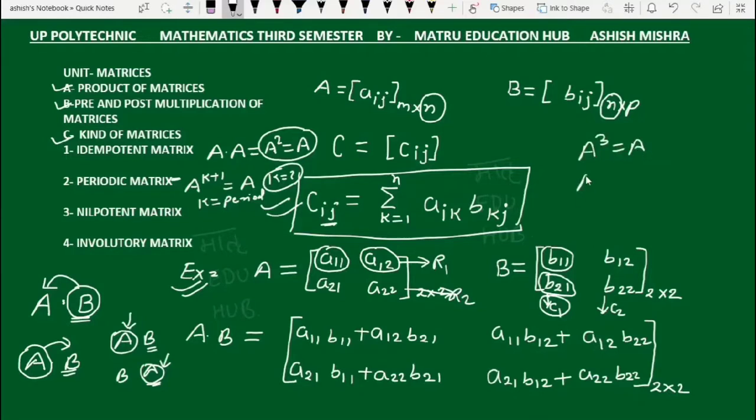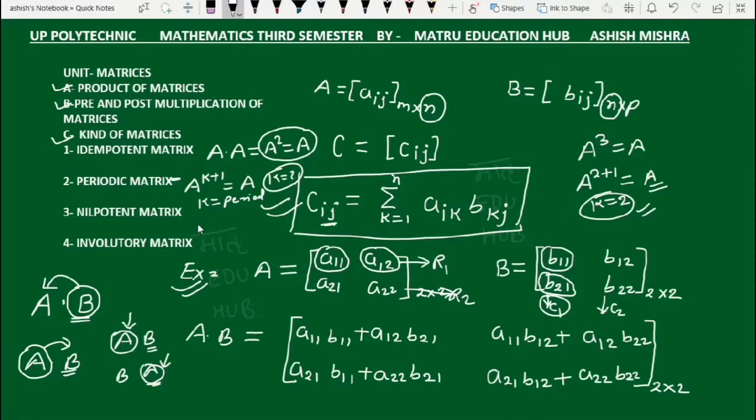Take A cube equal A. We can write it A power 2 plus 1 equal A. Then the value of k is 2, that is, the period of matrix A is 2. आवर्त आव्यूह बोलते हैं यहाँ पे इसको.